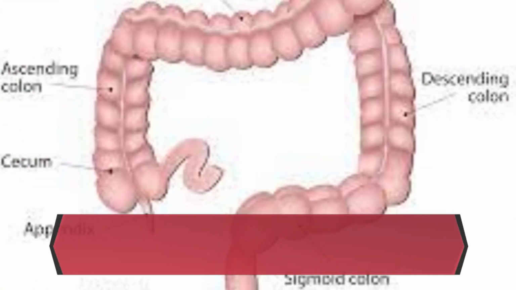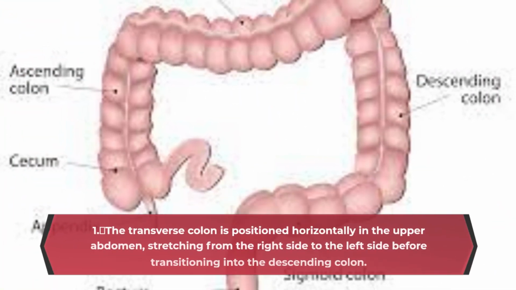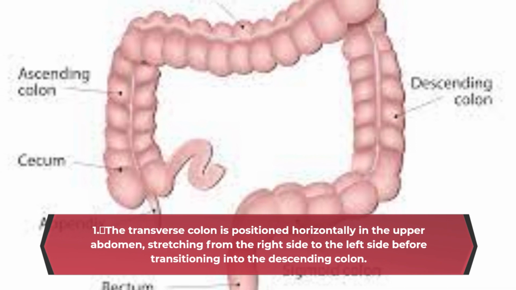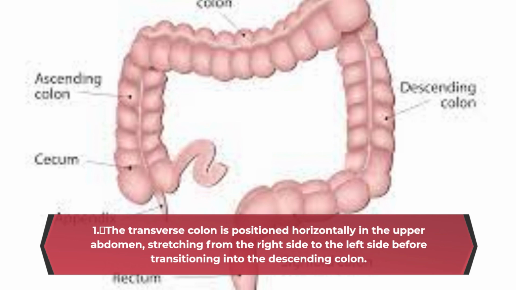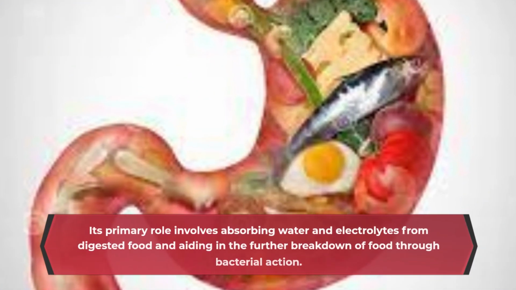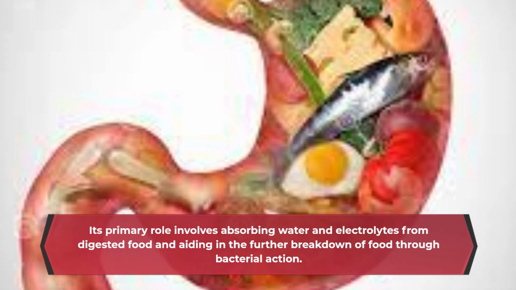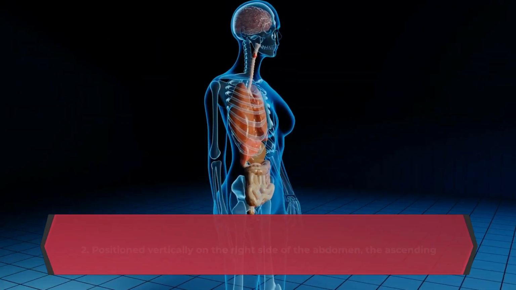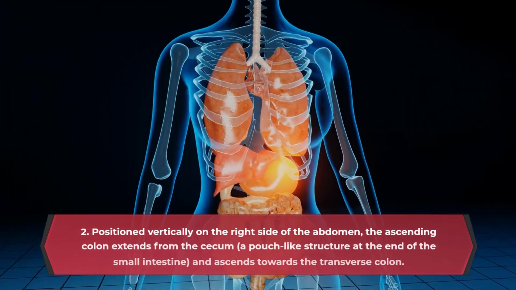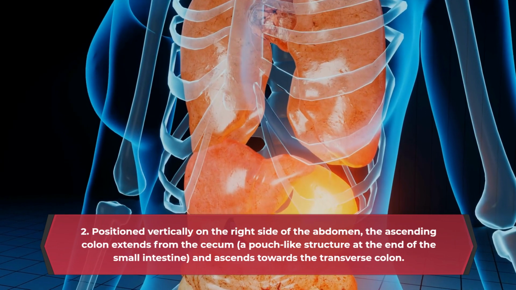1. The transverse colon is positioned horizontally in the upper abdomen, stretching from the right side to the left side before transitioning into the descending colon. Its primary role involves absorbing water and electrolytes from digested food and aiding in the further breakdown of food through bacterial action.